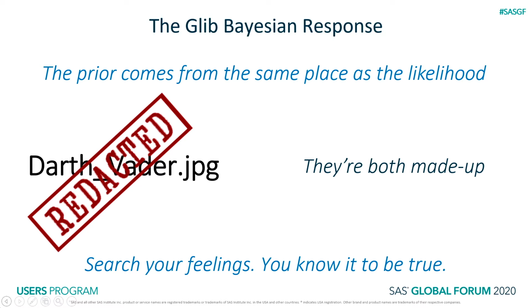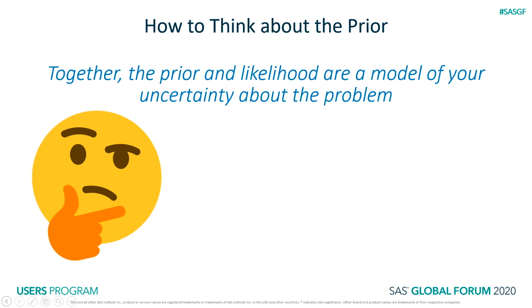So how do you do that? So I'm going to try to help you do that. We have to operationalize this. We don't come preformed with the mathematical prior distribution in our head. We really have to think hard about this in order to get something to plug into these equations. So how do you think about the prior? The first step is to understand that in the Bayesian context, the prior and the likelihood together jointly form a model of your uncertainty about the problem.